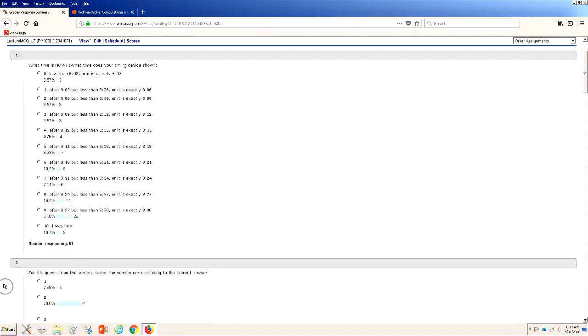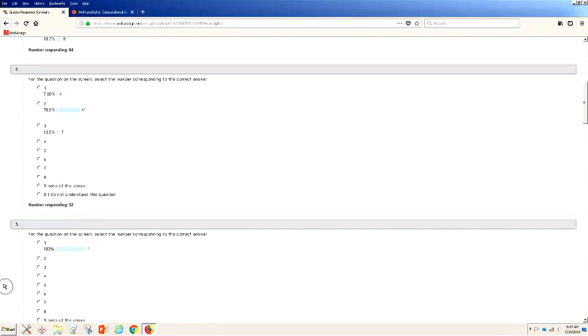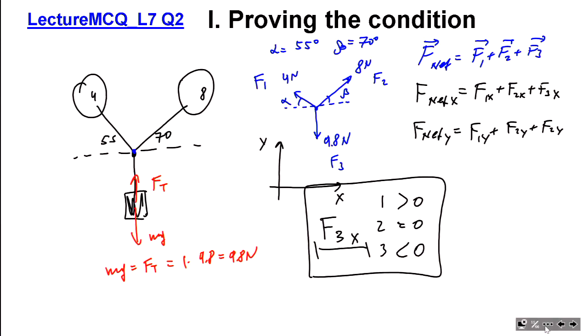84 out of 92. Number 2 is winning, and number 2 is correct. The third force is vertical, so it has no horizontal component. That's it. We've had a similar situation before, discussed when we talked about free fall acceleration. It points straight down.